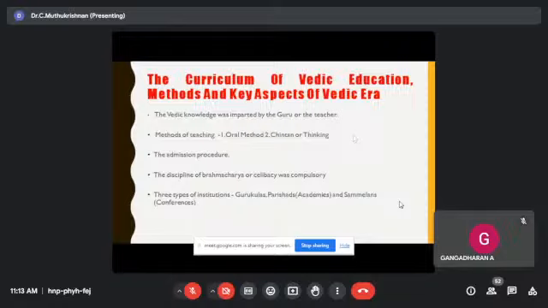And there are three types of institutions. One is the Gurukulas and Parishads. Parishads means the academies, and Sammelans means the conferences. These are the three types of institutions in the curriculum of the Vedic education system. The first one is the Gurukulas, the second one is the Parishads, which are the academies, and Sammelans are the conferences. Through these three types of institutions we can get more knowledge from the Guru as well as the teachers.